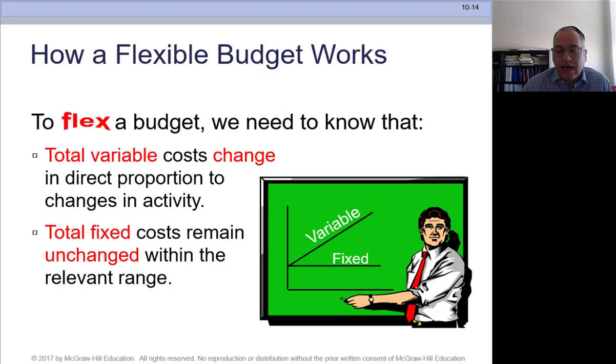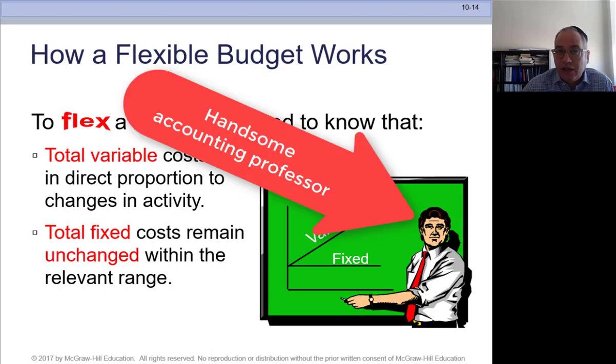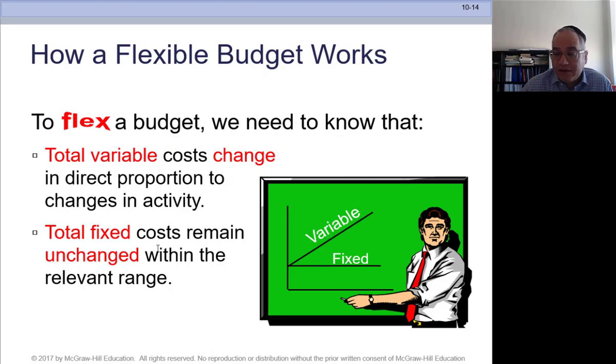So we're going to need to know how total variable costs change in proportion to activity, and that fixed costs remain the same. And that's me explaining this on the board as I've done.